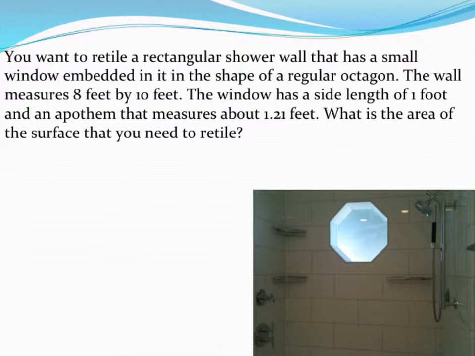So what I want to do is retile this wall in the diagram, this rectangular wall, but I'm not going to be tiling the window. Again, we don't want to figure out why we're not retiling it, but these people want to have a window in their shower. So I don't want to cover up that window.